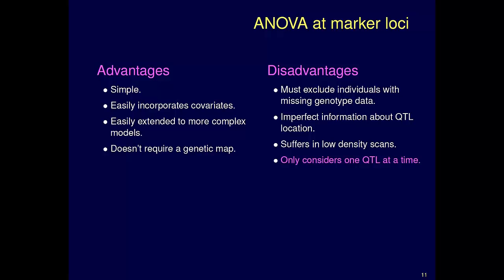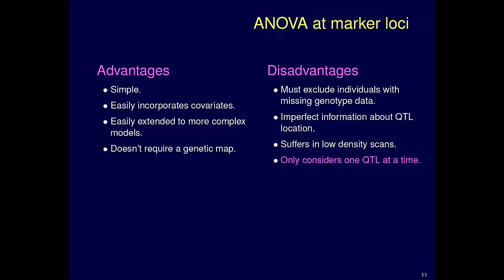The disadvantages of this are that for individuals that are missing their genotype at that marker, you don't know which group to put them in, and so you have to just throw them out. And you get imperfect information about locations of QTL because you're just ending up with a bunch of p-values from tests at each marker. And if you have widely spaced markers, you're potentially losing information that you could use to learn about positions in between markers where you think the QTL actually sit.